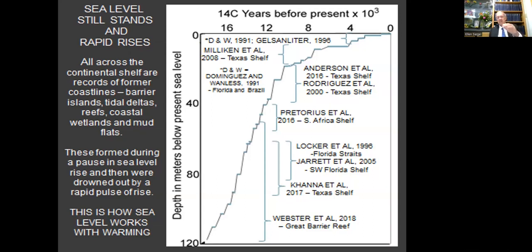And every one of these vertical pulses of rise, which you can see we've recorded through the whole of the post-glacial maximum to the present period, every one of those pulses is because of the rapid disintegration of some ice sheet sector and associated rapid rise of sea level, and then a pause and then another rise. And that's important because that's how sea level works in a warming world in the presence of ice, which we are in now.